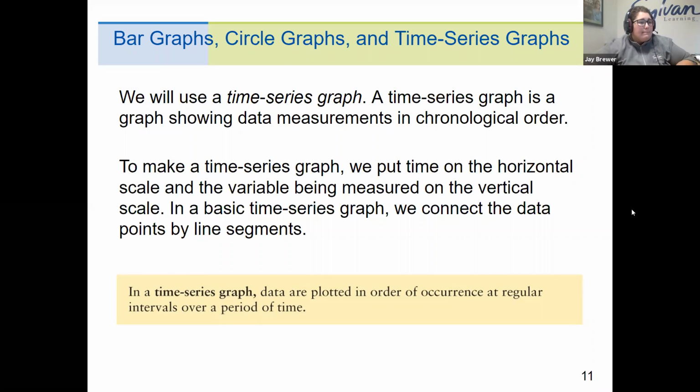A time series graph is showing data measurements in chronological order. So to make a time series graph, we put time on the horizontal scale and the variable being measured on the vertical. In a basic time series graph, we can connect the data points by line segments, okay? So it's kind of going to look like an ogive, but it'll be a little different.